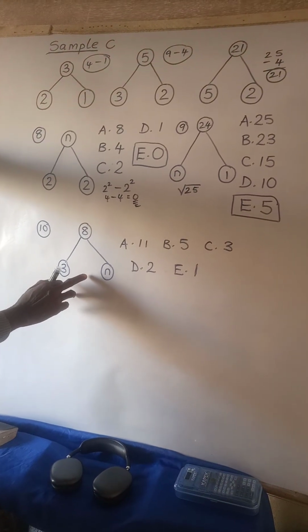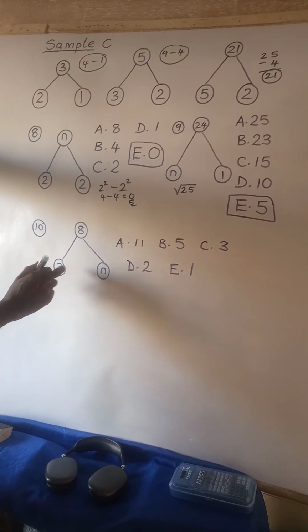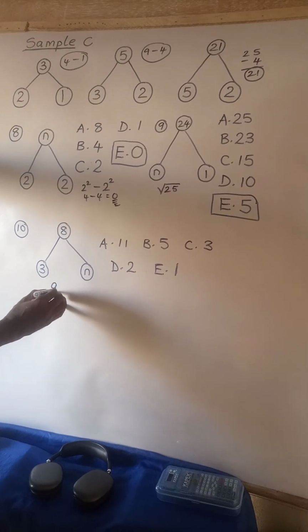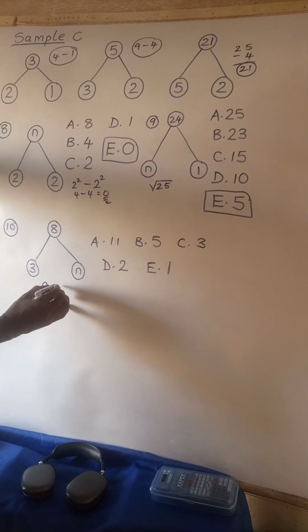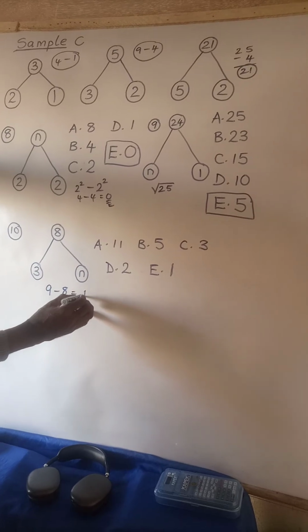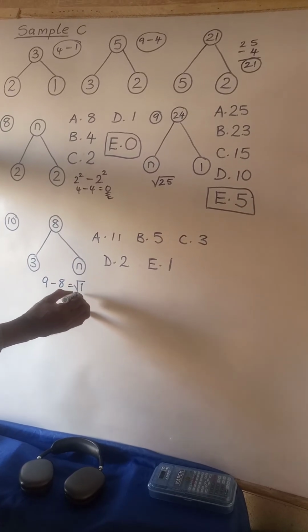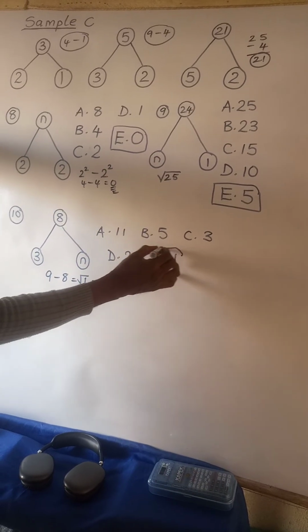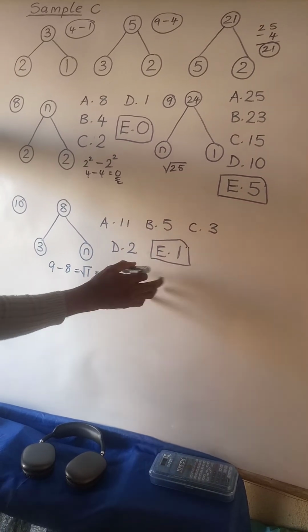We move to this one. What we are going to do here is very simple. We will do 3 times 3, which is 9, minus 8. It will give us 1. The square root of 1 is 1. So the answer to question number 10 is 1.